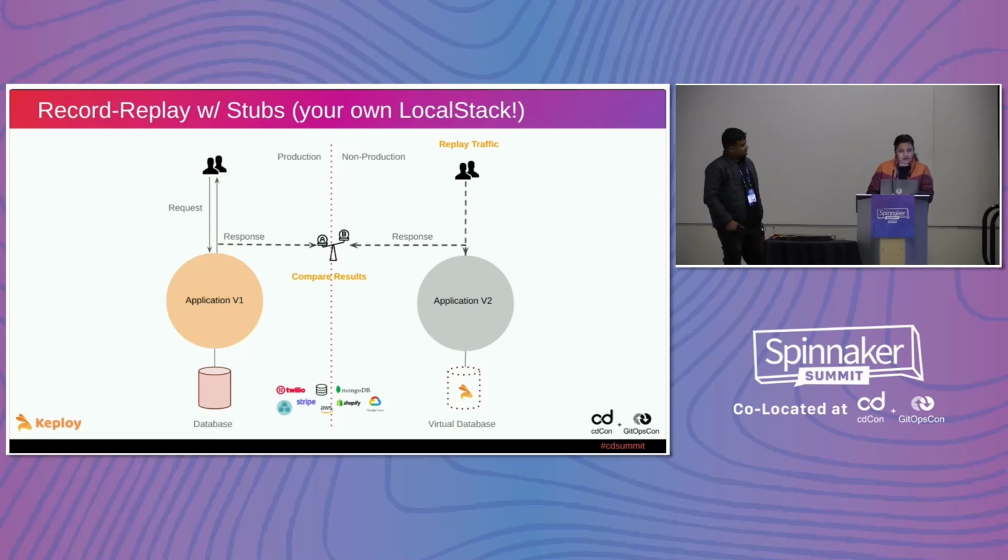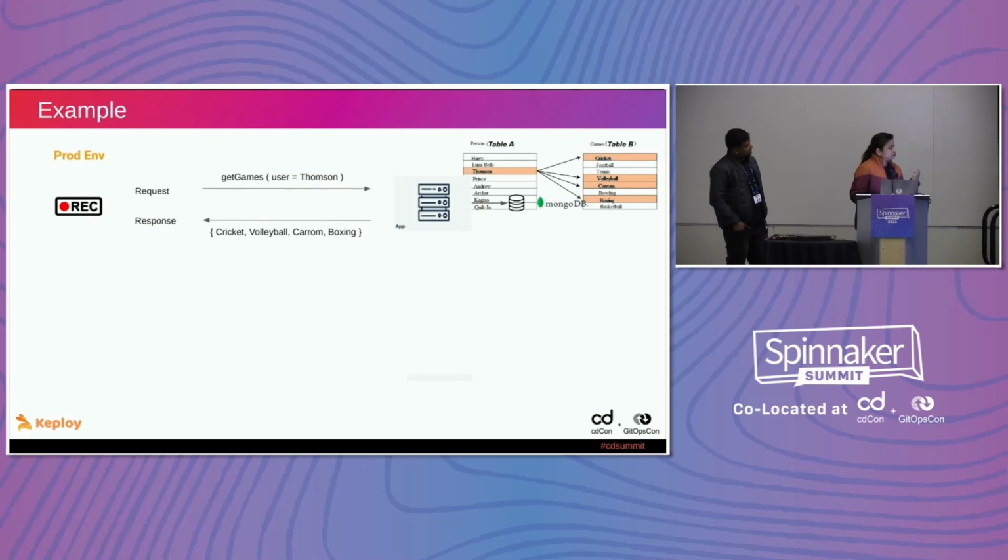And we were able to successfully replicate the production traffic as well as the quality of data from production to local environments for testing. So taking an example of what I mean by virtual database or virtual dependency. Let's say you want to replay this request. This is a production environment request.